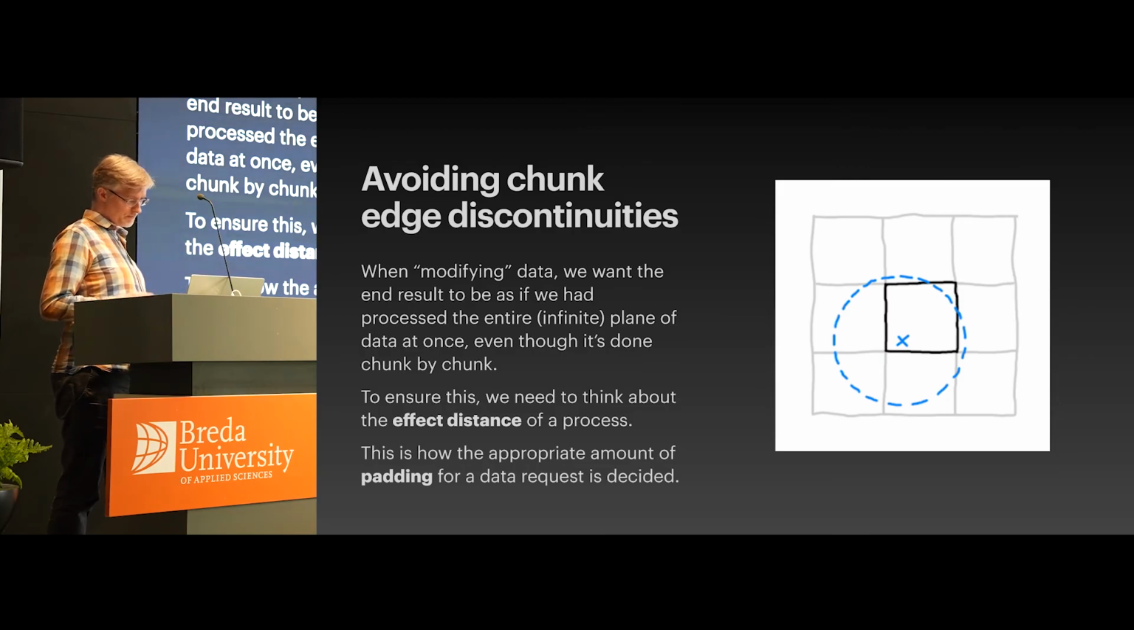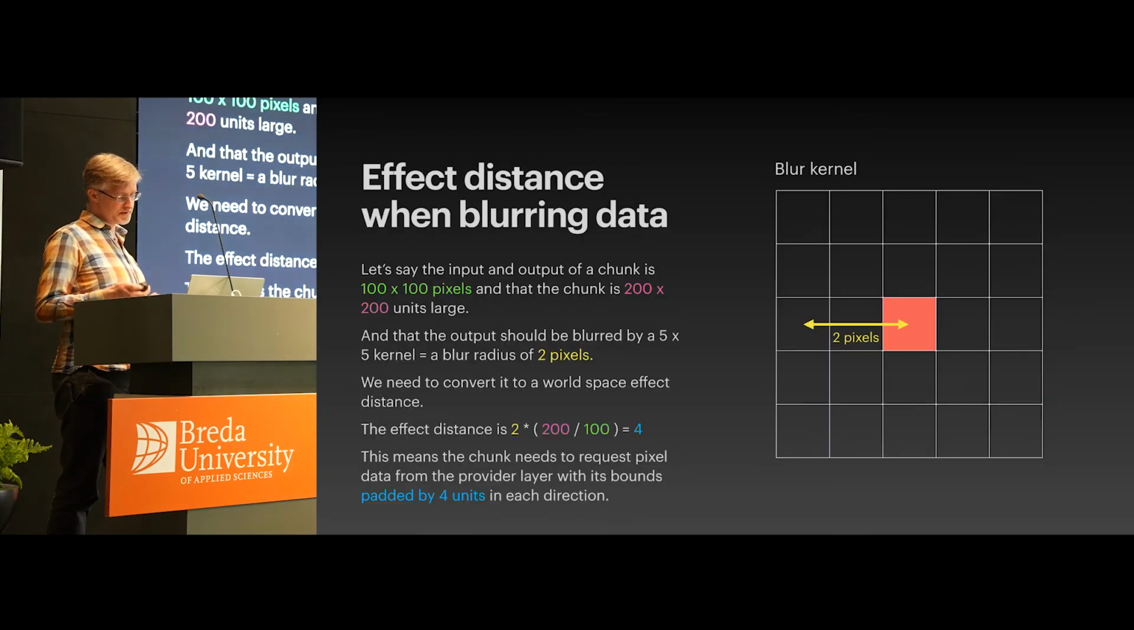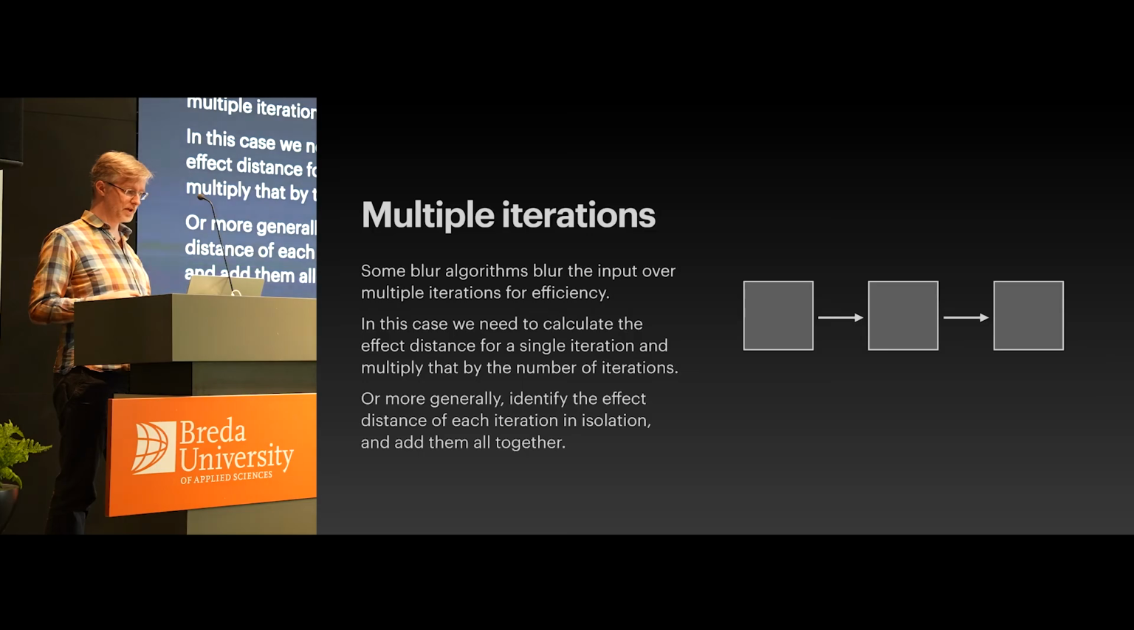So we don't want chunk discontinuities, so we want to figure out what is the effect distance. For example, for blurring, it would be the blur distance. So you need to request data with larger bounds so that you can blur it and only use the blurred data where there's no missing data. And if there are multiple iterations, you need to consider the effect distance of each iteration and add them together.